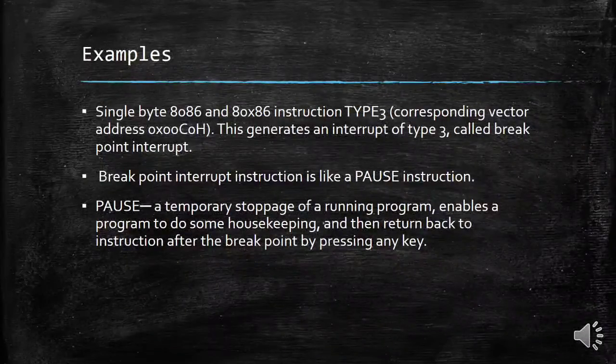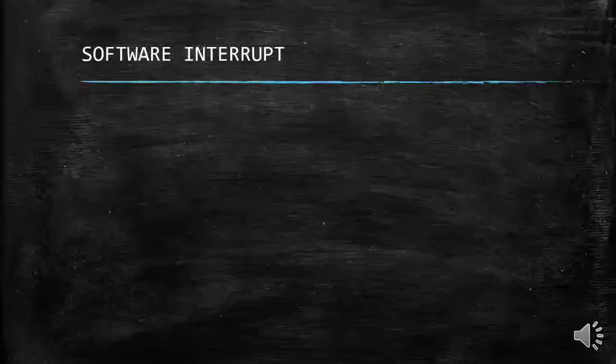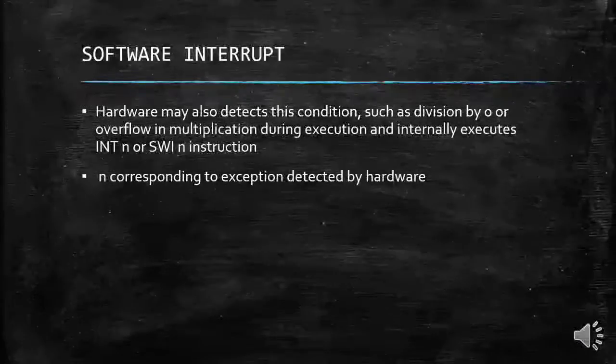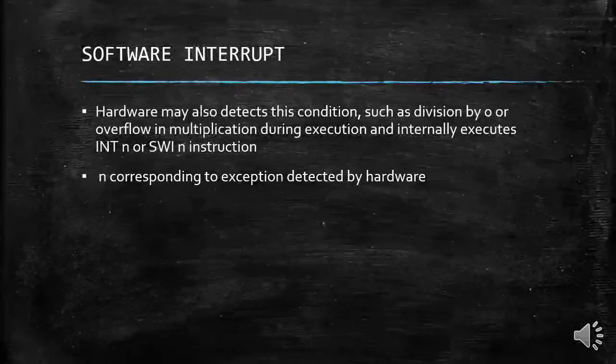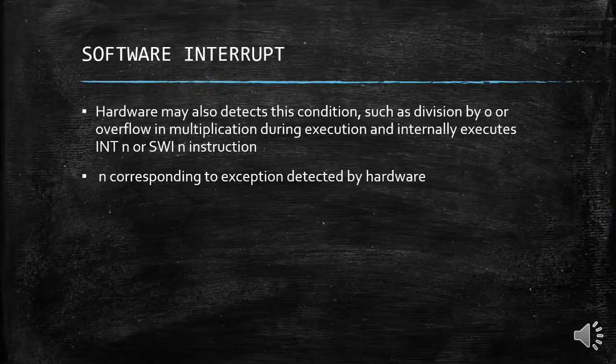Third one, CS value of the return address is pushed on to the stack. Fourth one, IP value is pushed on to the stack. Fifth one, IP loaded from contents of word location 2 into 4, that is equal to 00008. Here 4 is used because 2 words or 4 bytes are needed to hold each interrupt vector.